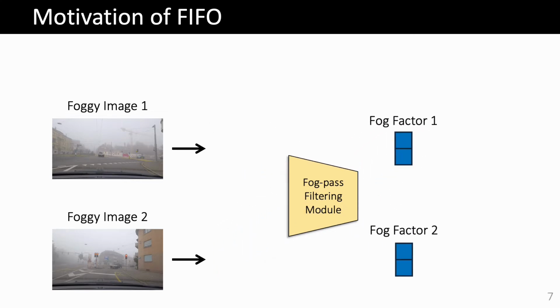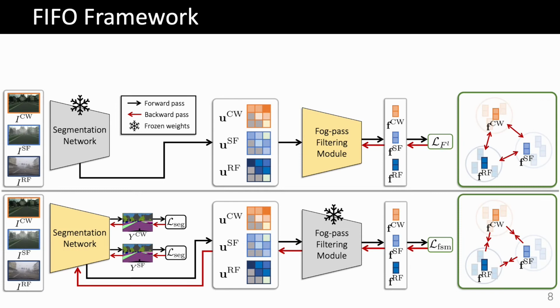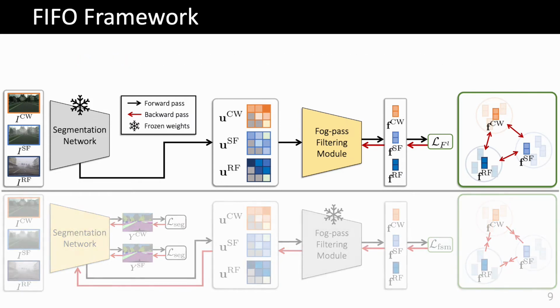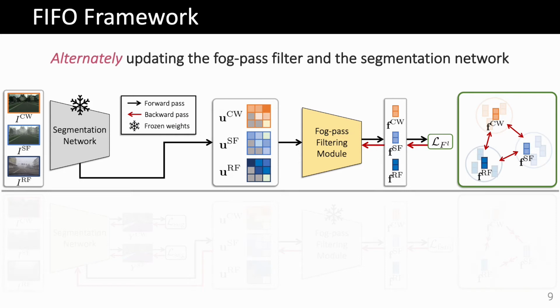To address this issue, we designed fog pass filtering modules that extract only fog-relevant information from the style in the form of fog factors. The FIFO framework consists of two steps to update the fog pass filter and segmentation network. By alternately optimizing the fog pass filter and segmentation network, FIFO leads to fog-invariant features of the segmentation network.